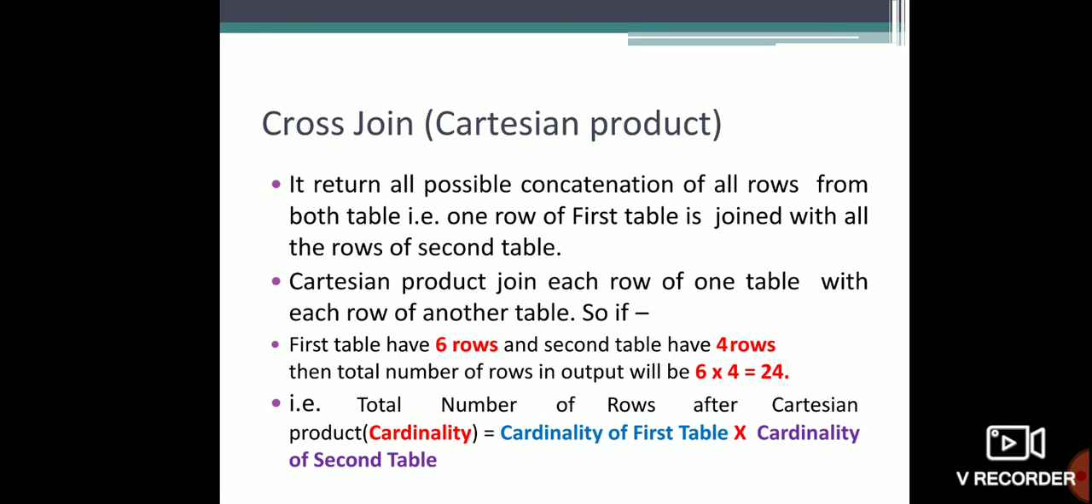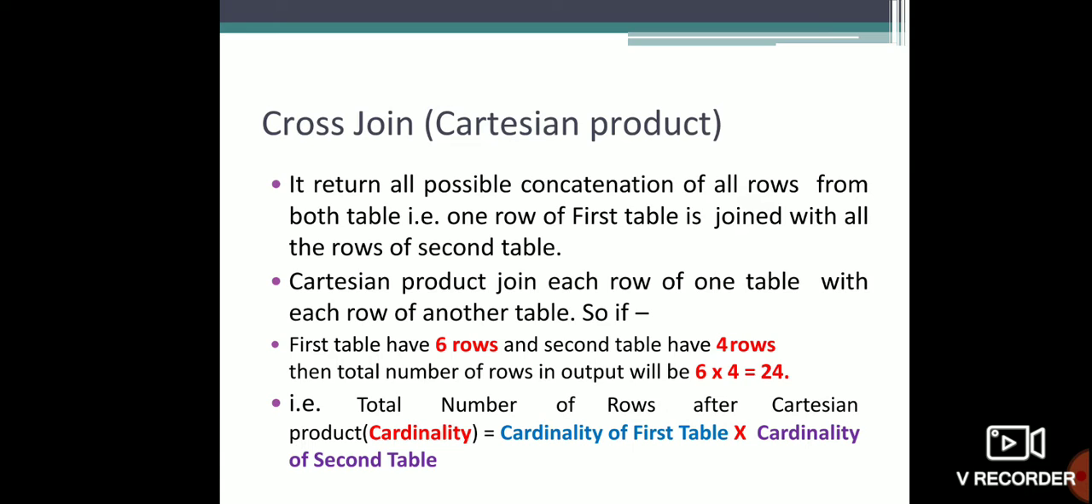So first one, cross join or Cartesian join. What do you mean by cross join? It returns all possible concatenations of all rows from both tables. That is, one row of the first table is joined with all the rows of the second table. Cartesian product joins each row of one table with each row of another table. So if the first table has 6 rows and the second table has 4 rows, then the total number of rows in output will be 6 into 4, and this becomes the formula of Cartesian product: the number of rows in the first table into the number of rows in the second table. This total number of rows after Cartesian product is the cardinality.